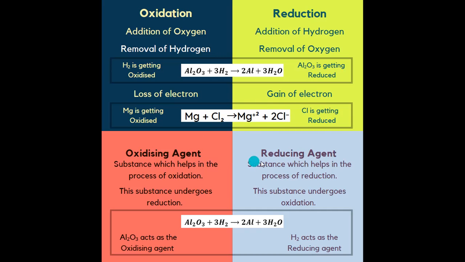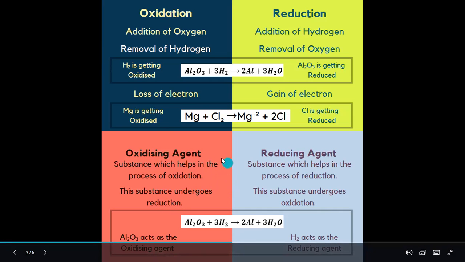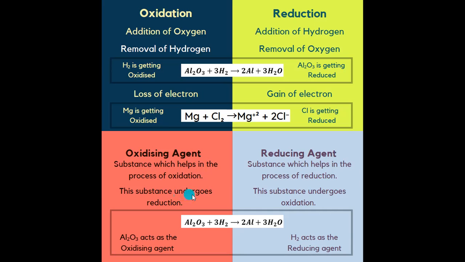An oxidizing agent and a reducing agent. So substances which help in the process of oxidation are called oxidizing agents. Quite simple, right? And the ones which help in reduction are called reducing agents. So an oxidizing agent will undergo reduction while a reducing agent will itself undergo oxidation. So by undergoing reduction, it is helping the process of oxidation take place. That's why it's an oxidizing agent. Whereas when this substance undergoes oxidation, this helps the other substance to undergo reduction. And so it's a good reducing agent.